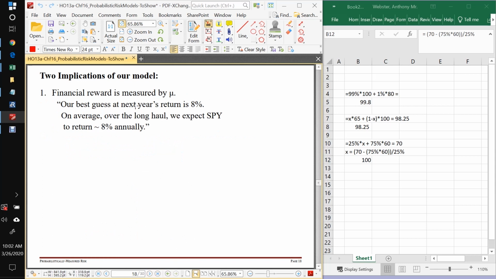So there are two implications of our model here. One is that we're going to consider our reward measured by our expected value mu. What do I mean by that? We say something like our best guess at next year's return is 8%, and we can also say on average over the long haul we expect SPY to return 8% annually. So that's how we think about our reward.